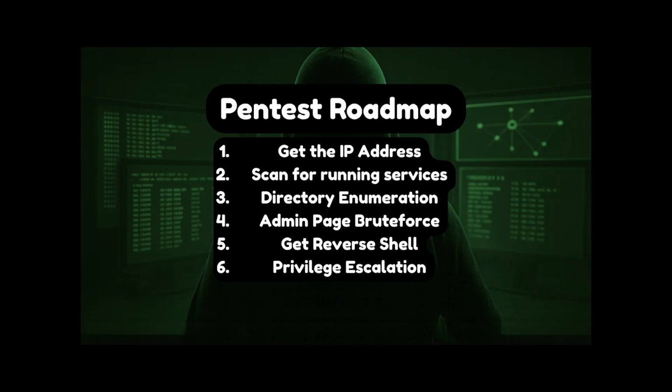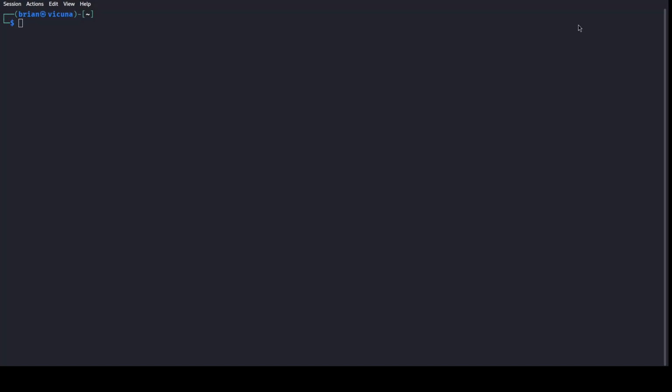Then after that, we are going to scan for the services running on that machine using Nmap, and if they are web servers, we're also going to do a directory brute force to see the list of subdomains that we might find there. If we find an admin page, we're going to brute force it, and then try to get a reverse shell from that web server, and after that we can try some privilege escalation. So we can get started.